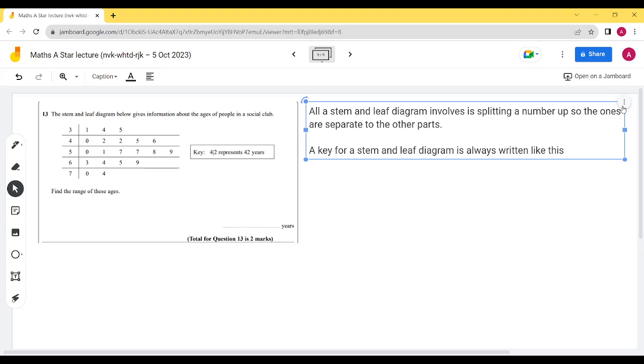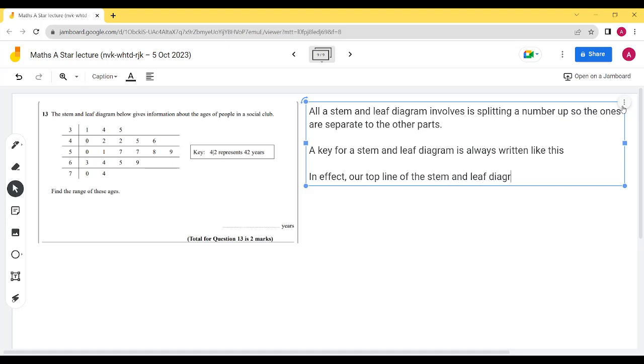So taking a number, taking a line in the middle, putting like the full mark 2, 8 represents 42 years. It doesn't matter which number you take. So in effect, our top line of the stem and leaf diagram shows 3 results.